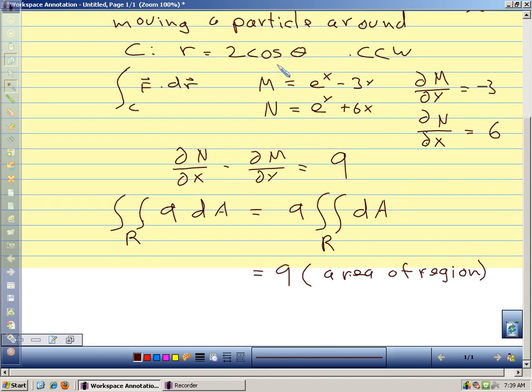Does anybody remember what the graph of r equals 2 cosine theta is? So this is not y equals cosine x, r equals 2 cosine theta. So we're in polar coordinates, right? So it's a circle. I'll just sketch it out really quick. Our circle looks like so. And we're going counterclockwise. And this is x equals 2. So this is a circle of radius 1. So our integral turns out to be 9 pi.